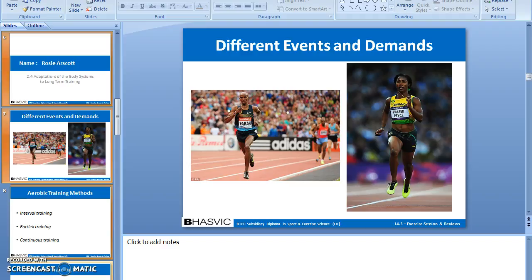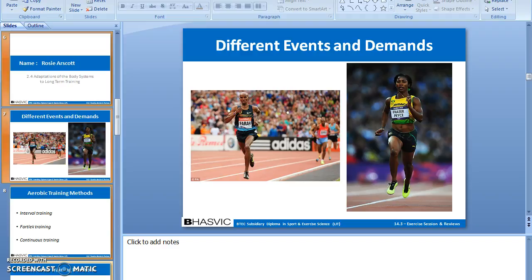An example would be Shelly-Ann Fraser, who won gold in the 100 meters at both the 2008 and 2012 Summer Olympic Games. The race, due to its short, explosive nature, requires a high level of power to have a clean and powerful start off the starting blocks, as this is crucial to the success of an athlete in this race.